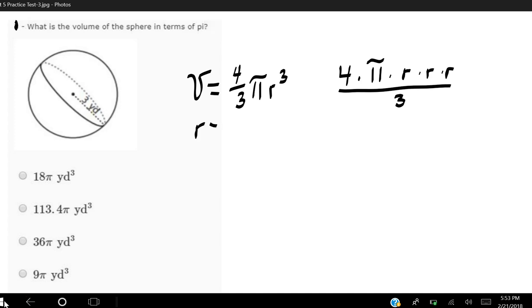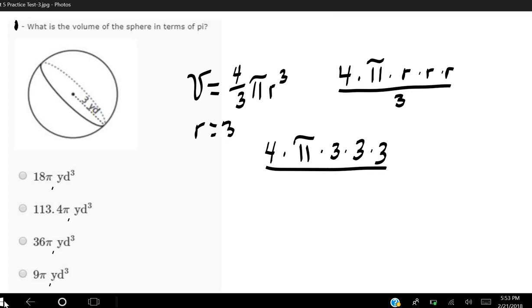We know that in this case our radius is 3. So because this is in terms of pi, we're just going to leave the pi. We're not going to do anything fancy. So we've got 4 times pi times the radius times the radius times the radius divided by 3. That's how we're going to get our volume.